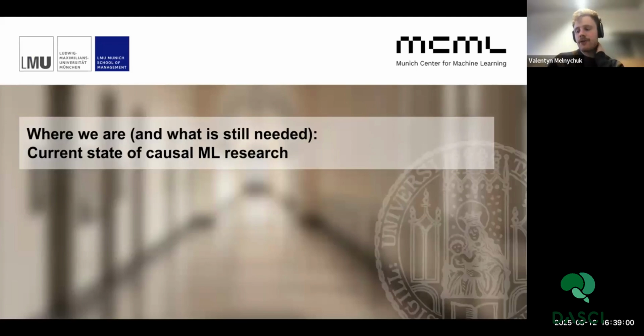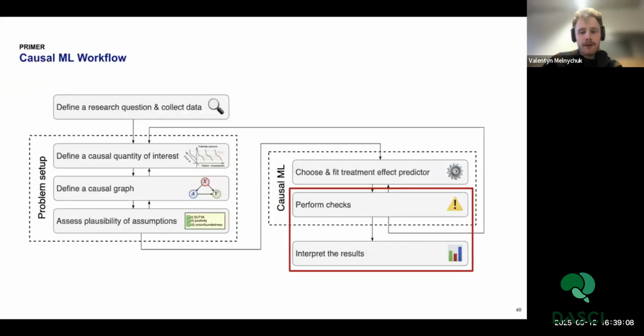Just also want to say a couple of words, I think I have 6 more minutes, about the current state of research in causal machine learning. We already have a lot of methods. Some methods were proven to be asymptotically optimal, having the lowest error, but in a finite data regime, not the asymptotic regime, there is still a lot of work to do, especially in the area of model validity and different robustness checks.